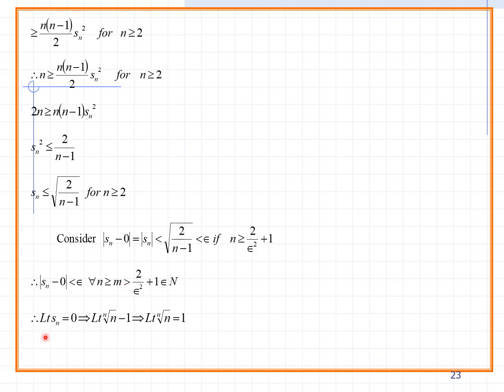Therefore the limit of Sn equals 0, so the limit of nth root of n minus 1 is 0, meaning the limit of nth root of n is 1. It exists for n beyond 2 by epsilon square plus 1, and you get the finite value 1. So this is the problem.